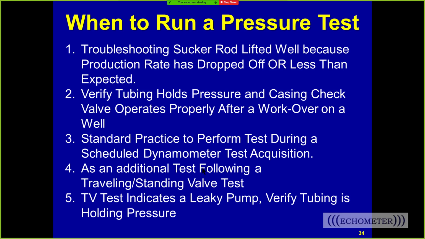Now we're going to talk a little bit about a pressure test where the production has dropped off, and we're going to use the Echometer wireless pressure transducer to check and make sure the tubing holds pressure, and the casing check valve holds pressure, and if there's a back pressure valve, the back pressure valve holds pressure. And the test is done in conjunction with the dynamometer test. So as the well is pumping, you're measuring both load and acceleration, and also measuring tubing pressure.